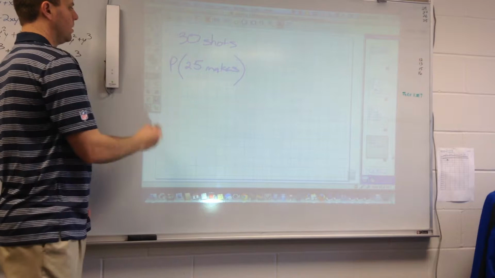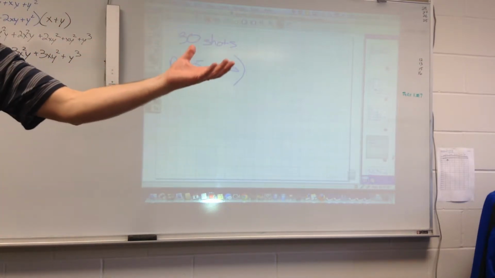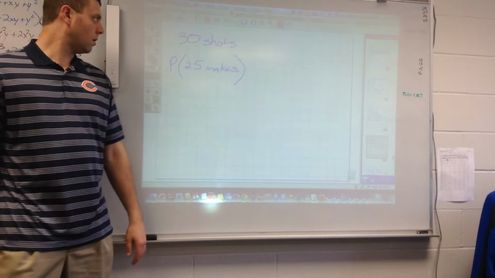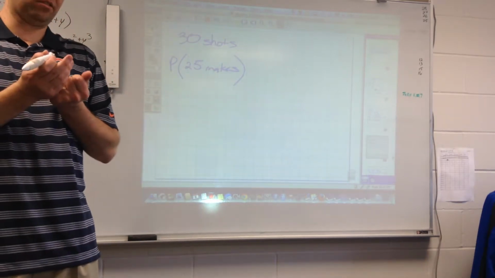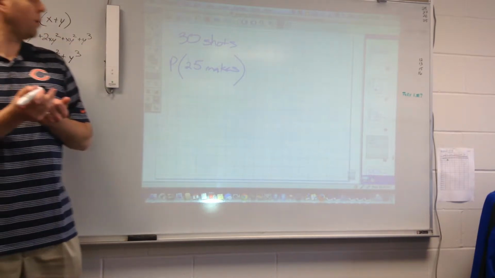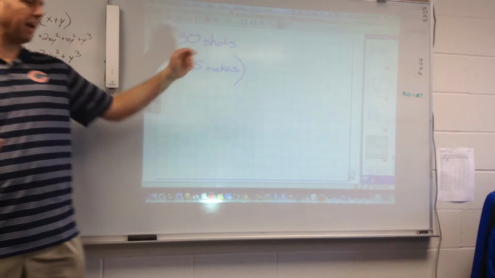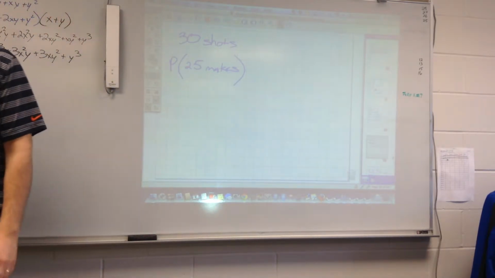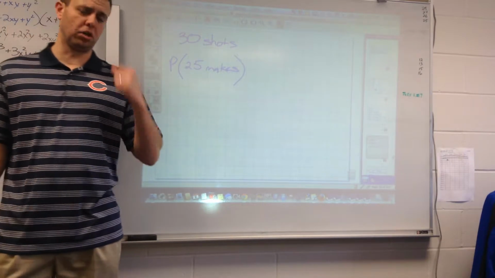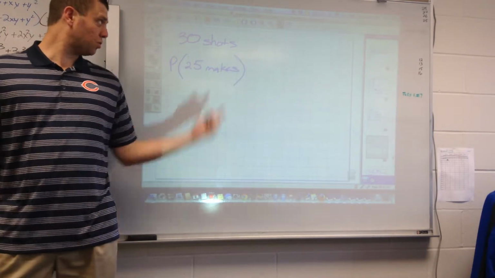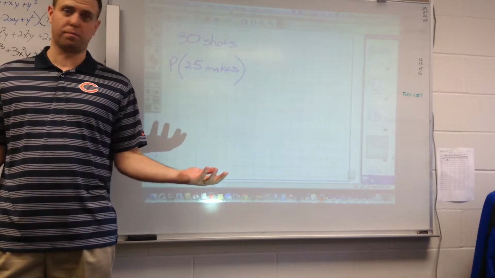All right, so let's make this a more complicated problem. Let's up it all the way to 30 shots. So Paul's going to shoot 30 shots. What's the probability that he makes 25 of them? First of all, do you think this probability is going to be a high number or a low number? Low. 25 out of 30 is about 83, 84%.